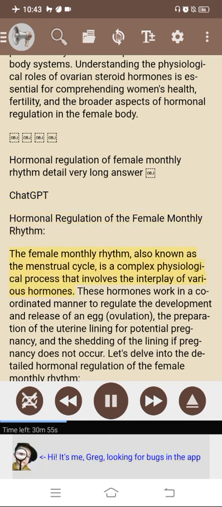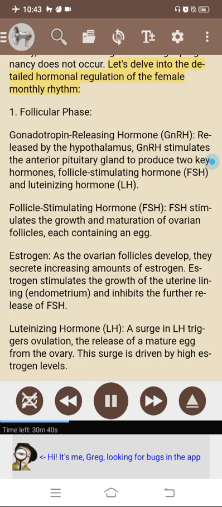The female monthly rhythm, also known as the menstrual cycle, is a complex physiological process that involves the interplay of various hormones. These hormones work in a coordinated manner to regulate the development and release of an egg, ovulation, the preparation of the uterine lining for potential pregnancy, and the shedding of the lining if pregnancy does not occur. Let's delve into the detailed hormonal regulation of the female monthly rhythm.